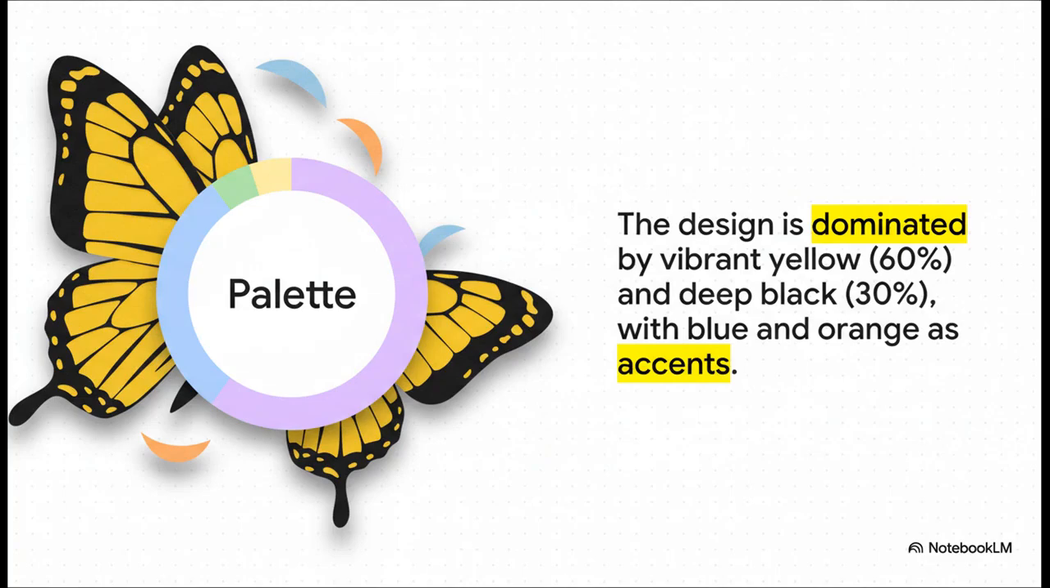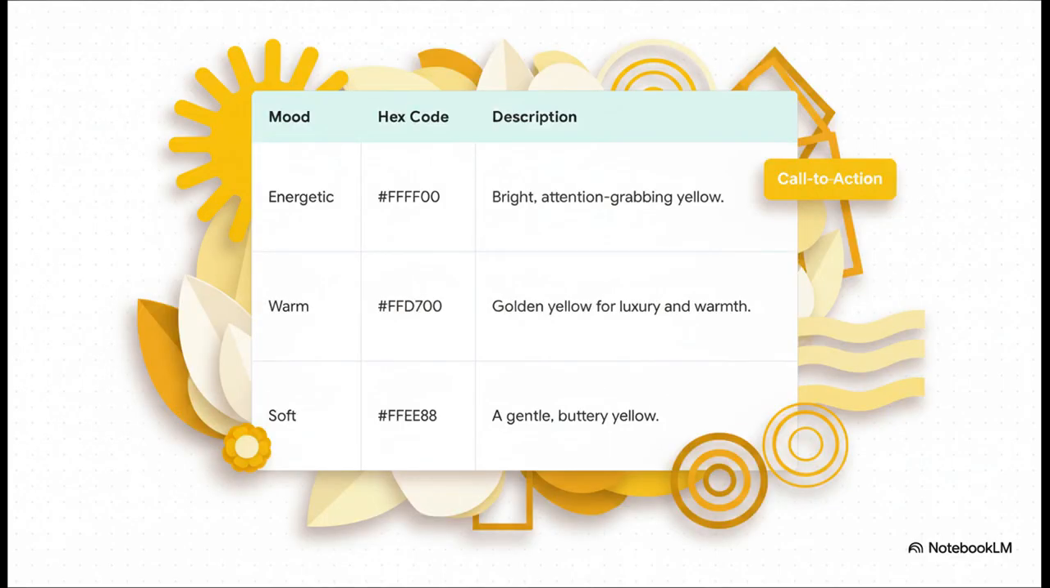You can see the design is totally dominated by that vibrant yellow. That's about 60% of our palette. Then you've got the deep black for contrast, taking up another 30%. And then those little pops of blue and orange from the hindwings, those are going to be our secret weapons, our accent colors. But of course, yellow isn't just one color, is it?